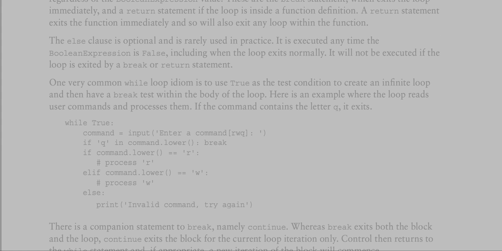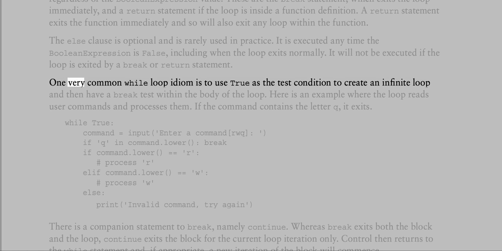The block will, in principle, be executed for as long as the Boolean expression remains true. However, there are two ways you can exit out of a while loop regardless of the Boolean expression value. These are the break statement, which exits the loop immediately, and a return statement if the loop is inside a function definition. A return statement exits the function immediately, and so will also exit any loop within the function. The else clause is optional and is rarely used in practice. It is executed anytime the Boolean expression is false, including when the loop exits normally. It will not be executed if the loop is exited by a break or return statement.